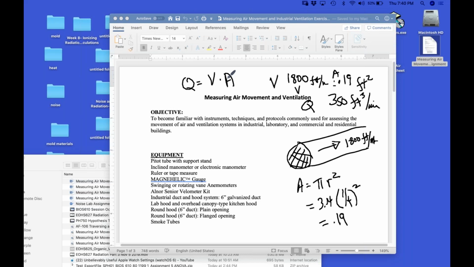This is a thermal anemometer. It's got a little heating element in the end of it. And what happens is it measures the air velocity by measuring the amount of heat it loses as the air passes through it.